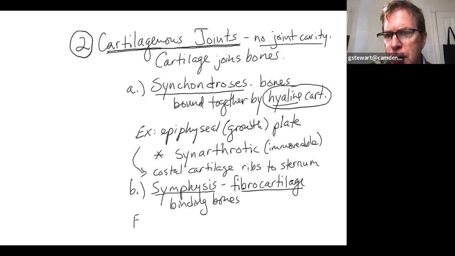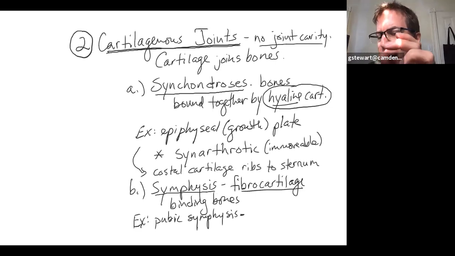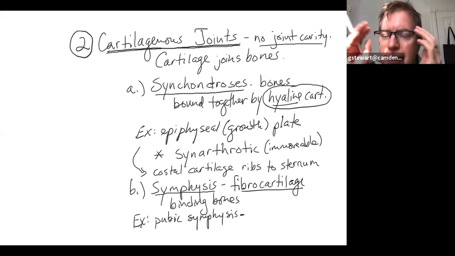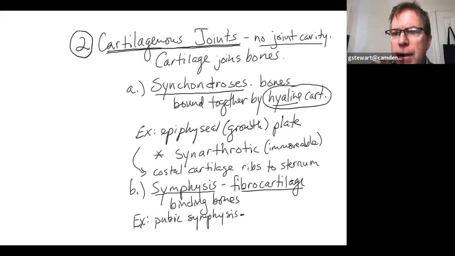Classic examples, I'll try to squeeze this in on this page, would be the pubic symphysis. The pubic symphysis, remember, is a fibrocartilage pad or disc connecting the anterior part of the pelvis, the right and left pubic bones together. These are considered amphiarthrotic, slightly movable.